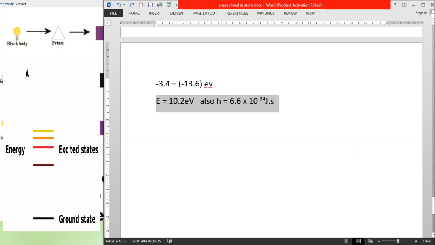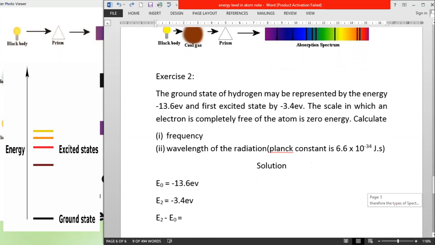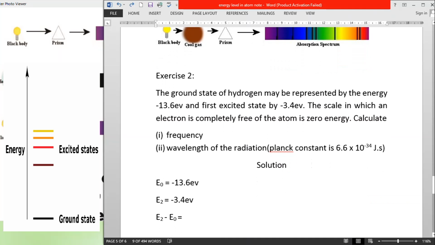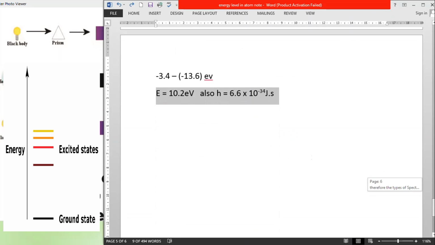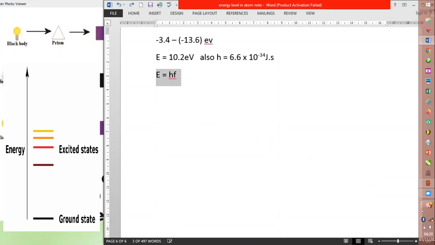Also, remember that Planck's constant is 6.6 times 10 raised to power minus 34, which was given to us in the question to use. 6.6, that was what we were given to use, so we'll stick to that. Alright? So using the formula E equals hf, because we are told to look for frequency, that's why we're using the formula E equals hf.